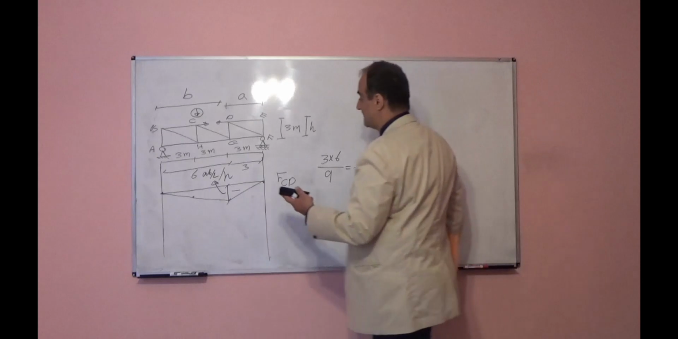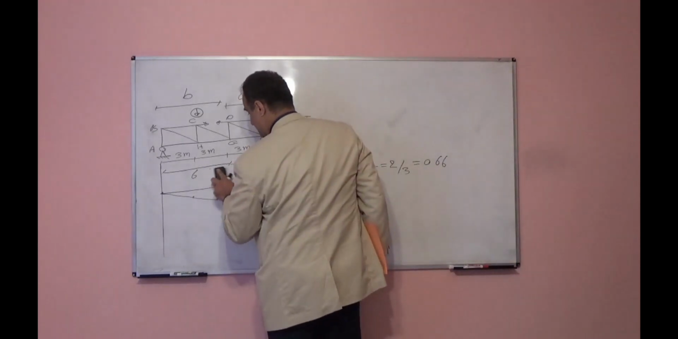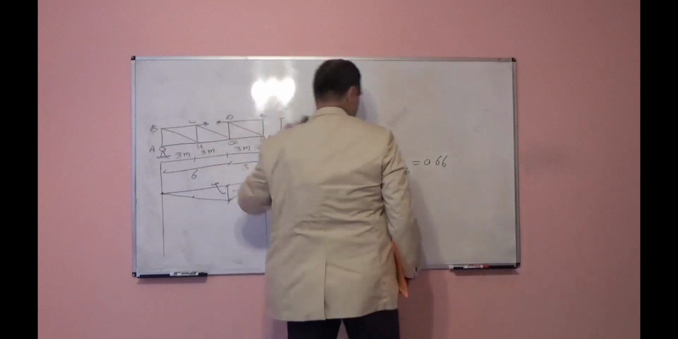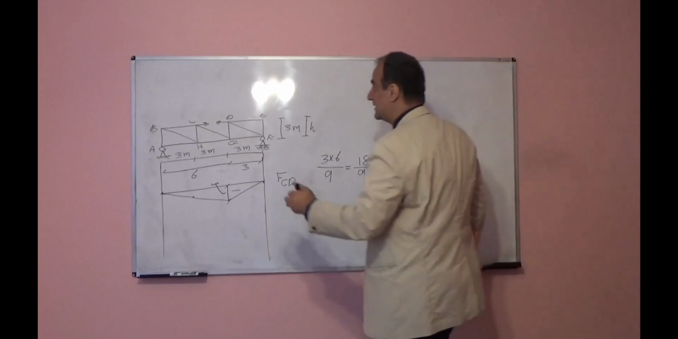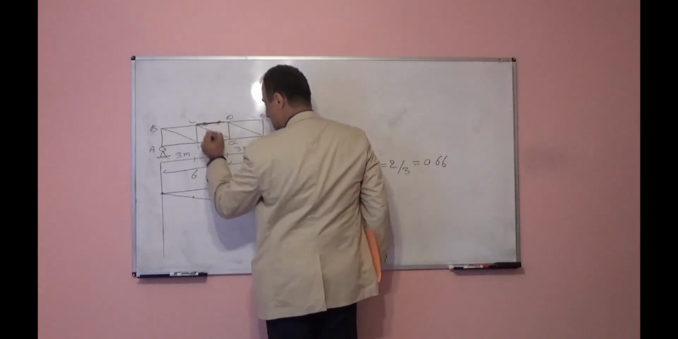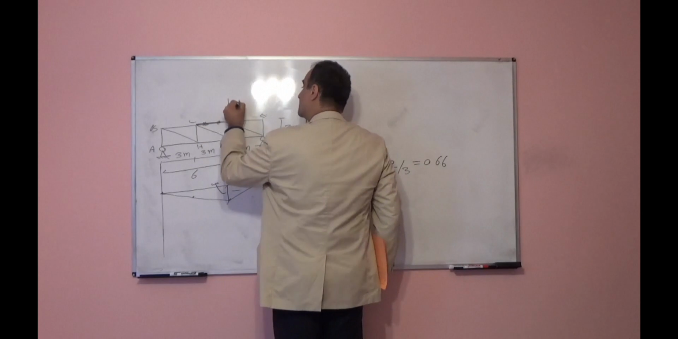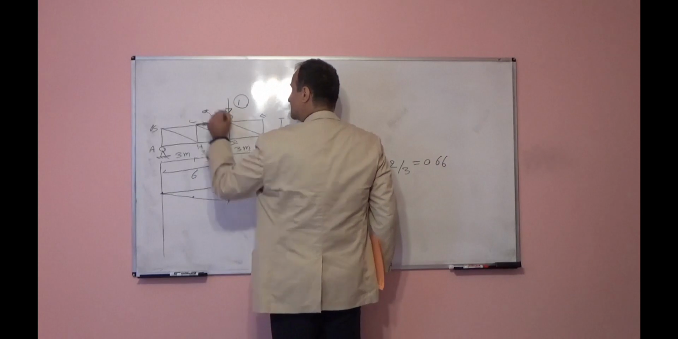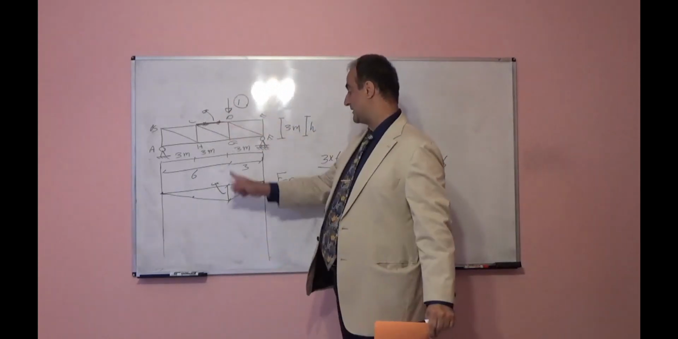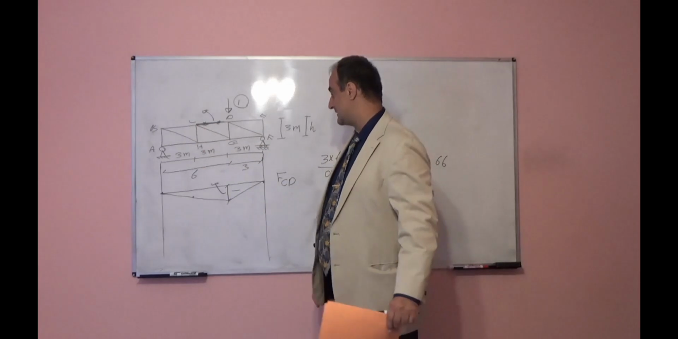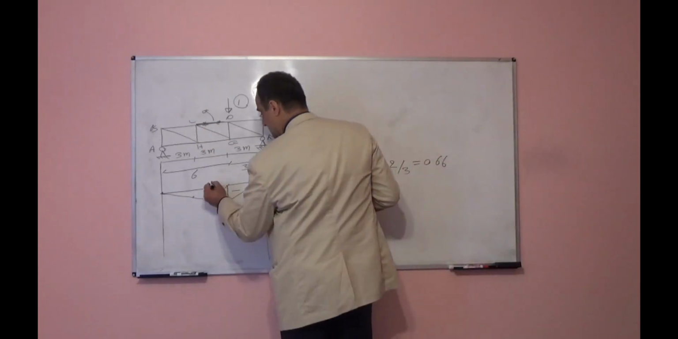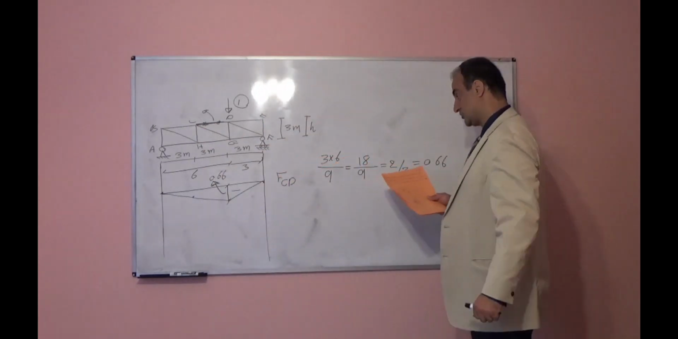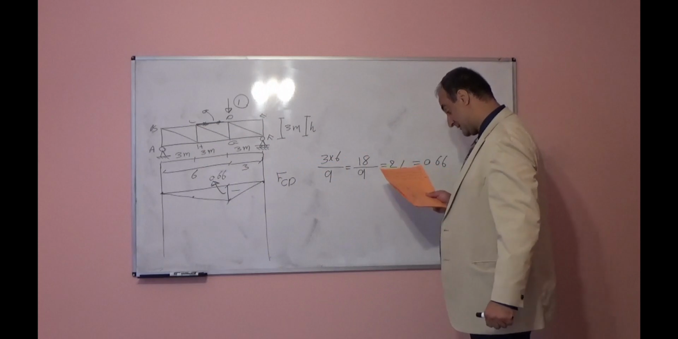Another way, you can put a unit load at the peak point of the influence line, here at point D, and find the axial force for this member. If you put one unit load here at point D, the axial force in that member will be 0.66. So this is another way to find that height.